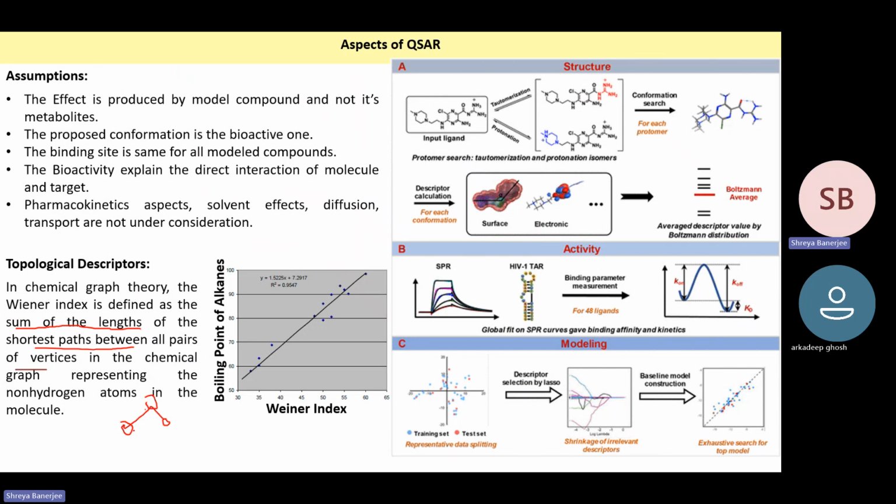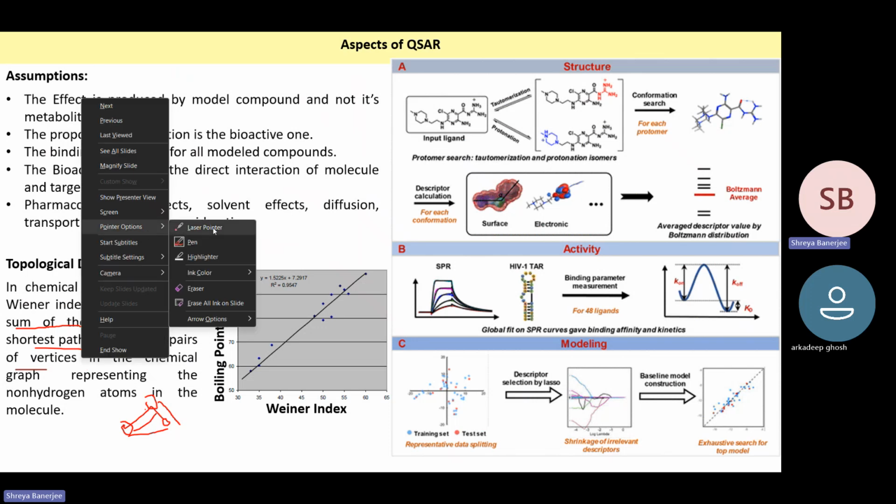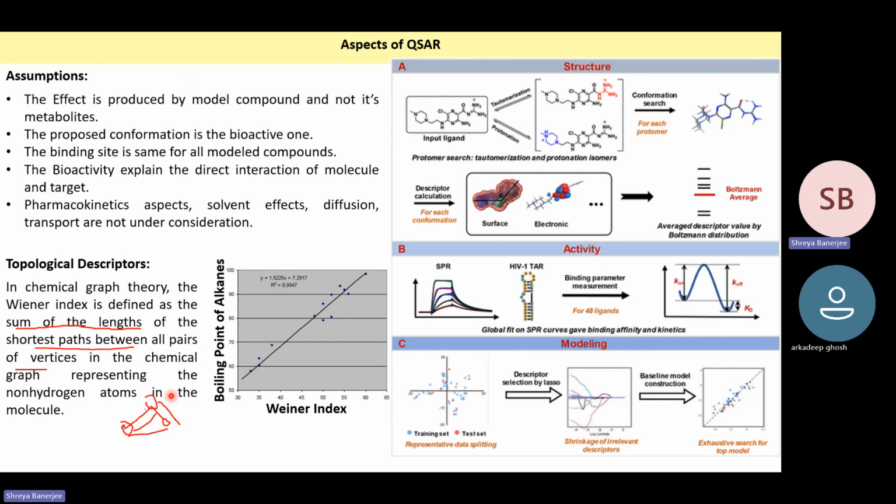So between A and B, this is the shortest path. This is the shortest path between B and C. And between A and C, this is the shortest. So you add up all the shortest paths, and that is what forms the Wiener index. And we generally consider non-hydrogen atoms only.